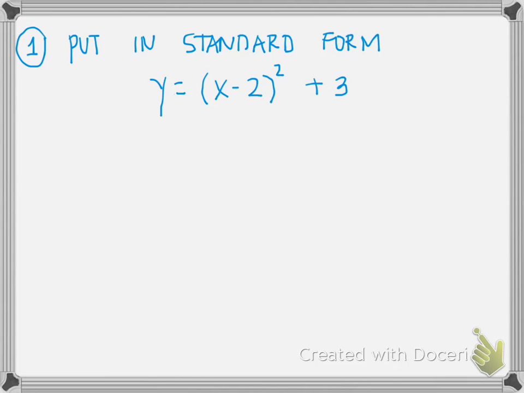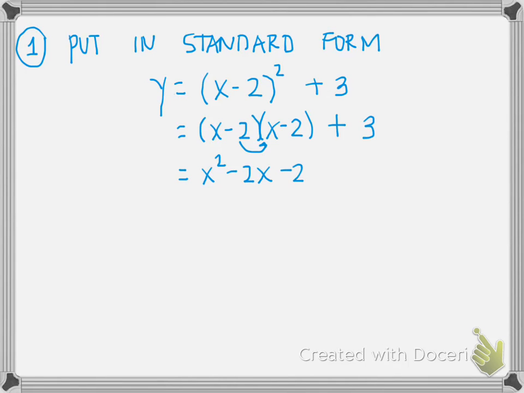Okay, so this is considered vertex form. So to get it in standard form, I'm going to have to square that. So remember, what we're going to do is we're going to say x minus 2 times x minus 2, and then we'll add our 3. So we'll distribute it. So x times x gives me an x squared. X times negative 2 gives me a negative 2x. Negative 2 times x gives me a negative 2x. And negative 2 times a negative 2 gives me a positive 4. We'll keep our plus 3 over here.